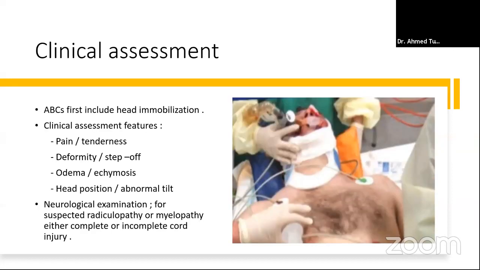In the assessment of the cervical spine, we have to go first for ABC, including head immobilization. Clinical assessment features include pain or tenderness, deformity or step-off, edema or ecchymosis, head position or abnormal tilt, plus neurological examination for suspected radiculopathy or myelopathy, either complete or incomplete cord injuries.